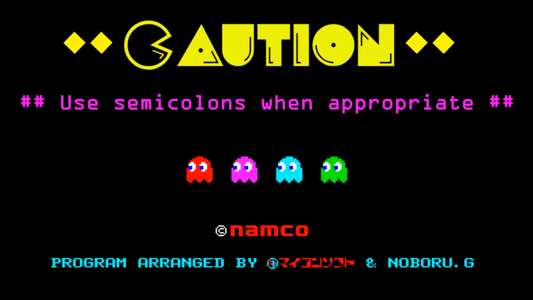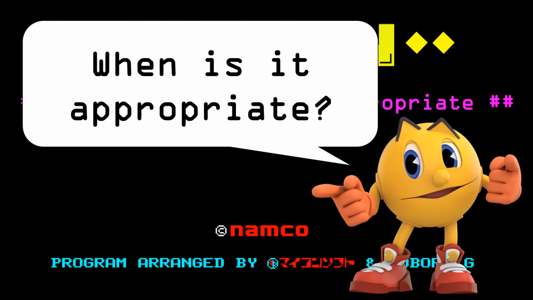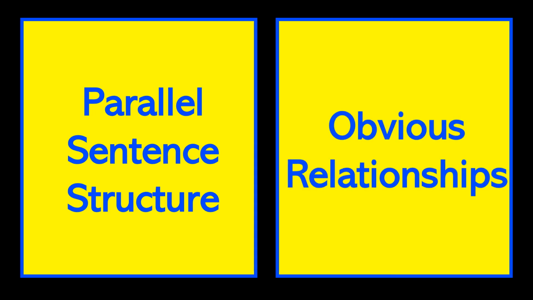Now, caution, use semicolons when appropriate. The question though here, as our good friend Pac-Man asks, is when is it appropriate to use a semicolon? Well, there's two instances, broadly speaking: parallel sentence structure, and that refers to sentences that you're comparing and contrasting and that share a parallel structure, and also sentences relatively short that have an obvious relationship with each other.